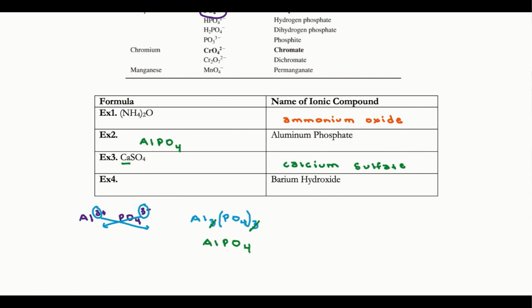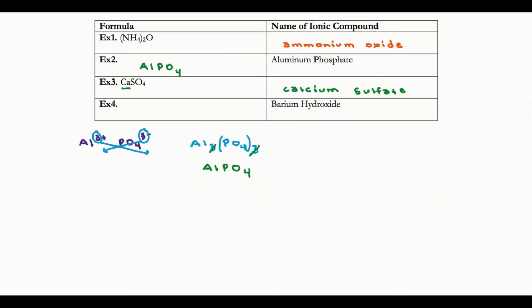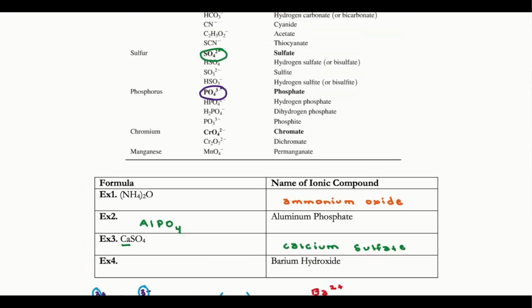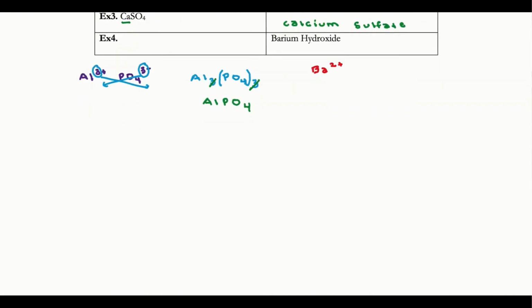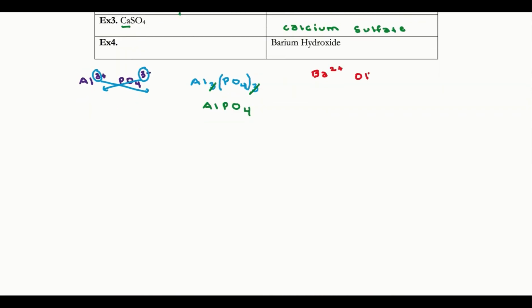Okay, and for the last one, barium hydroxide. Barium has a 2+ charge. If you look up at your chart, hydroxide, which is at the top, has a 1- charge. I'm going to cross my charges like I did before. So this is a 2, this is a 1. So this is going to become BaOH2, but keep in mind because I have 2 hydroxides, I'm going to put this in parentheses. So that's my formula.